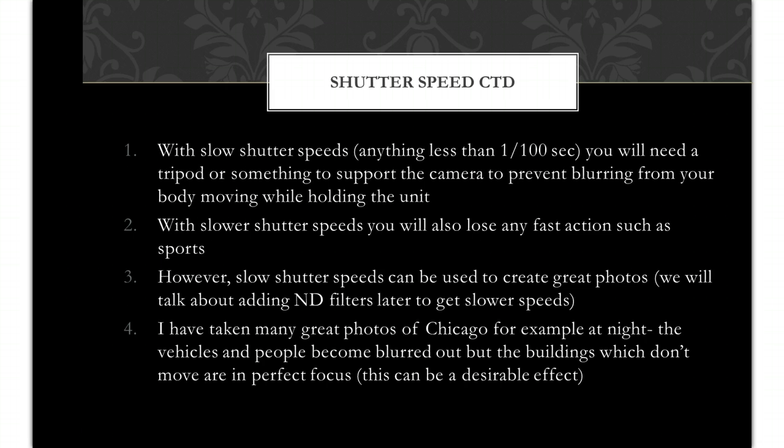Sometimes you want a slower shutter speed, and you can create slower shutter speeds by using ND filters, again something we'll talk about later. A good example may be you're taking a picture of downtown Chicago and you have a whole lot of people and you want to blur the people out but get the buildings.